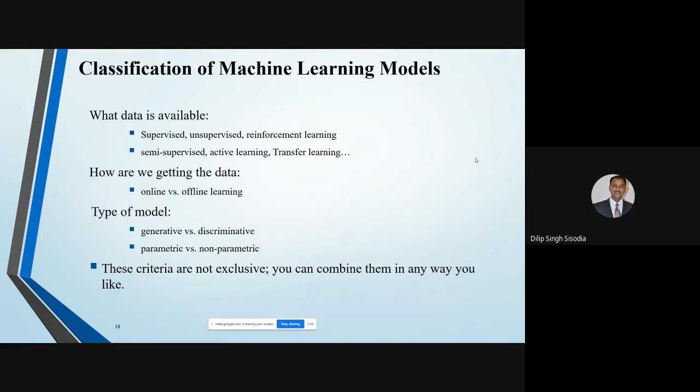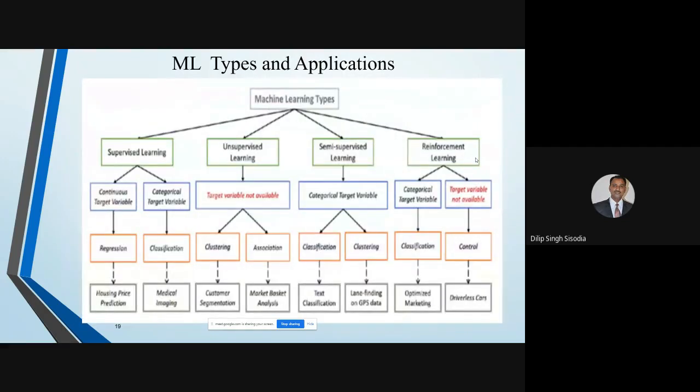I think we have discussed all these, but what are the different ways? There is no single way. By type of model, some models may be generative, some discriminative, some parametric, some non-parametric. So generative versus discriminative model, parametric versus non-parametric model. And these criteria are not exclusive; we can combine them in any way we like. So these are the different ways of classifying machine learning models. These are some applications.